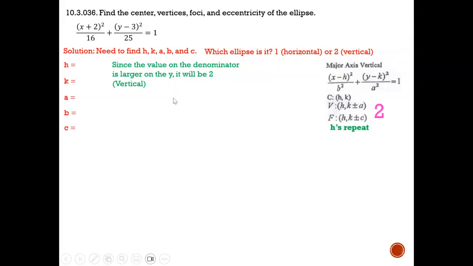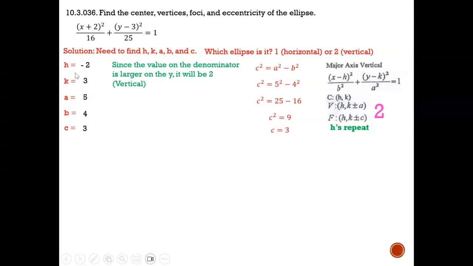So when we know it's number 2, guys, we know my h is negative 2, my k is 3, my a is 5, my b is 4. So to find c, it's going to be c squared equals a squared minus b squared. So c squared is equal to 5 squared minus 4 squared. C squared is equal to 25 minus 16. C squared is equal to 9. C equals 3. I got my c. My c is 3.